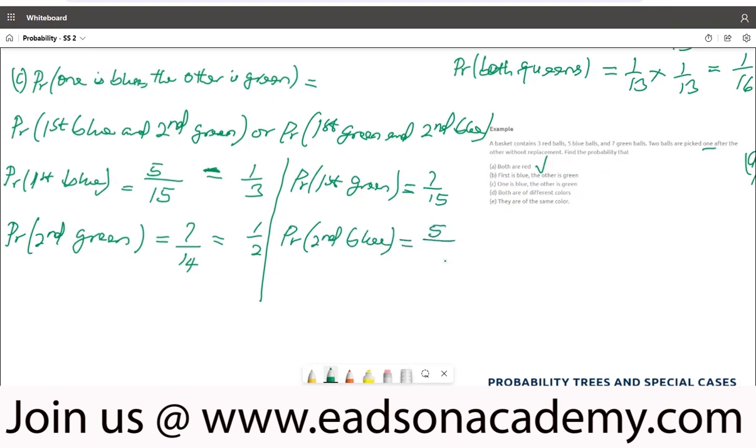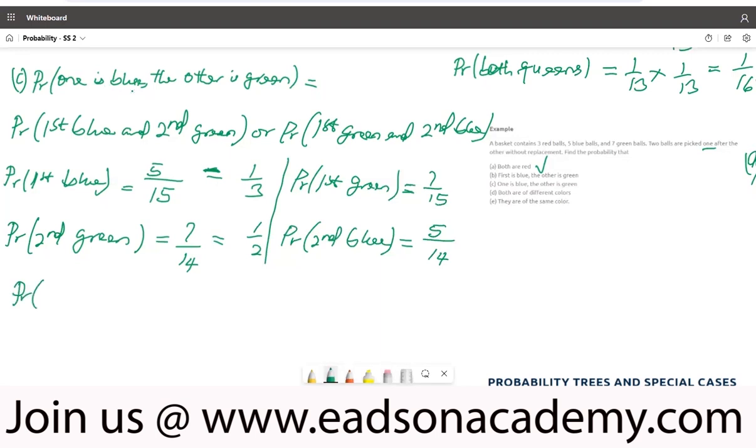But the total number of balls now becomes 14 since we have drawn 1 ball here. Therefore, the probability that one is blue and the other is green will be, looking at this first bracket, first blue and second green, which is an independent event, so multiplication of probability: 1 over 3, then the probability that the second is green is 1 over 2. Then "or" is mutually exclusive, that is, addition of probability.